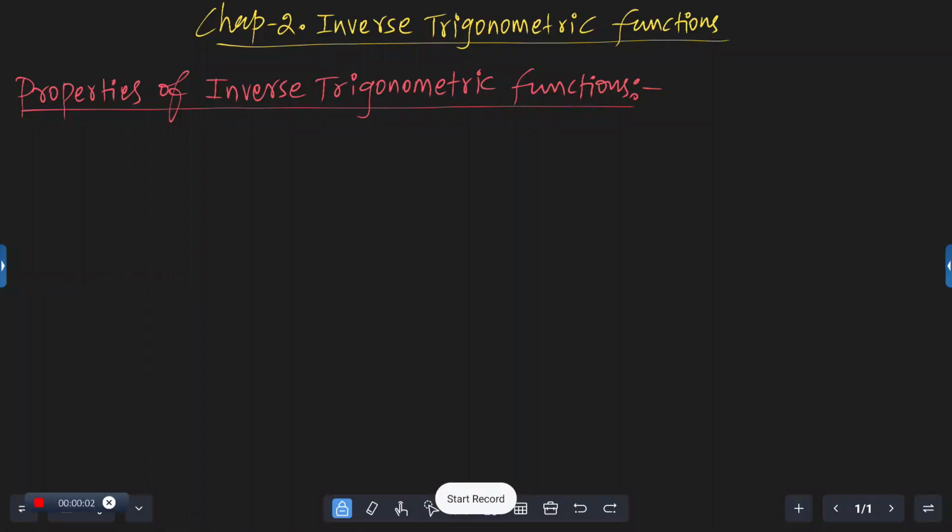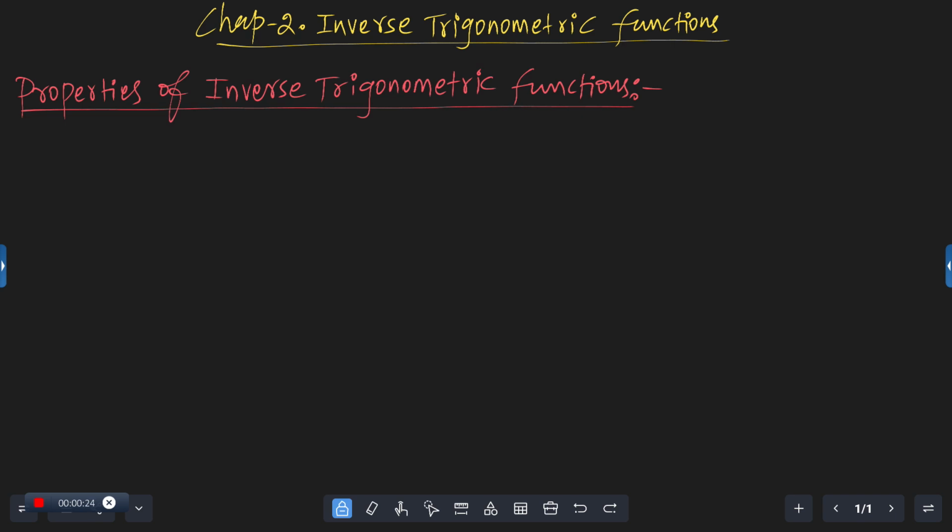Okay, good morning children. Today we are going to start chapter 2, inverse trigonometric functions. Already we have done the 6 types of inverse graphs as well as the 2.1 exercise completely, and today we are going to see the 2.2 exercise. But before that we have to see the properties of inverse trigonometric functions.